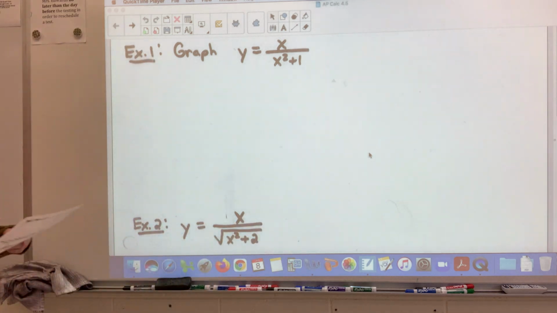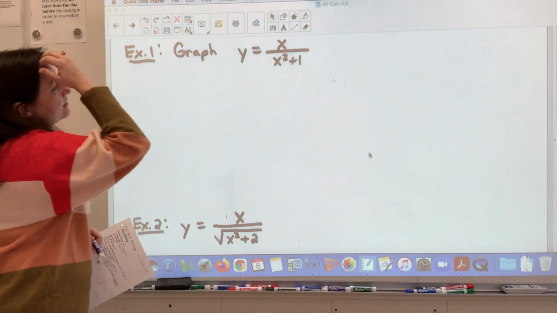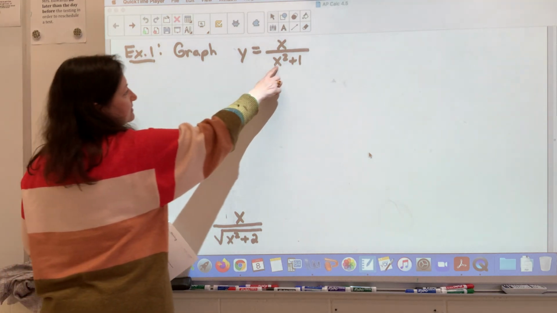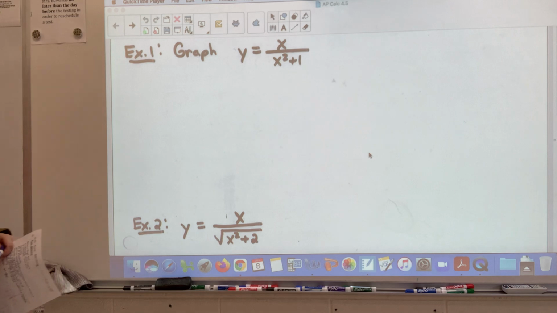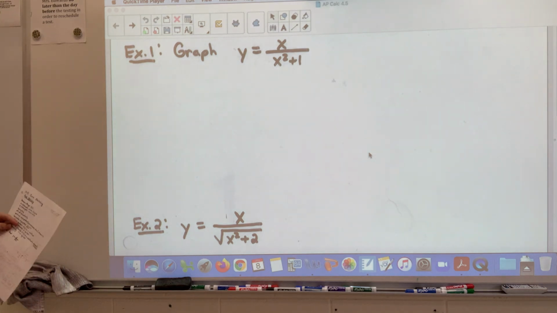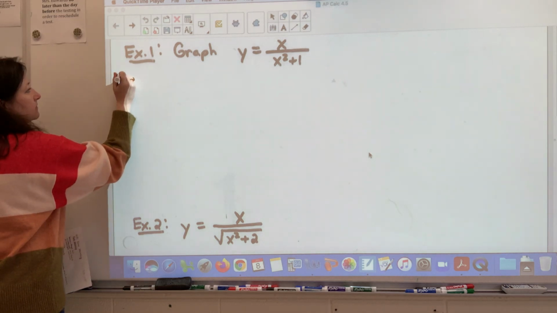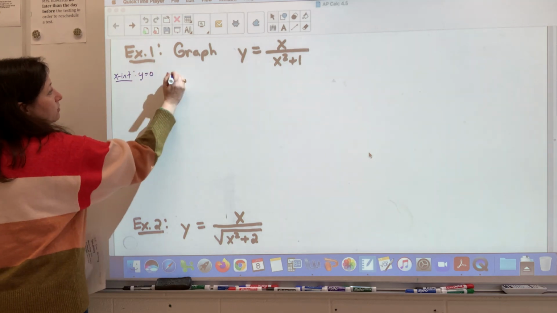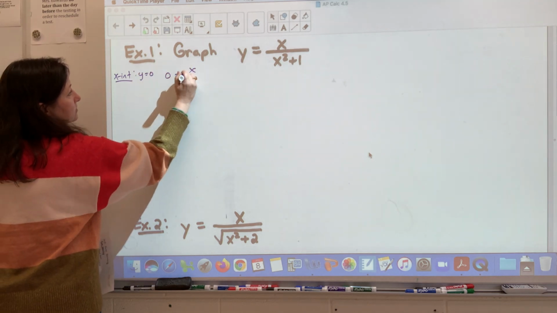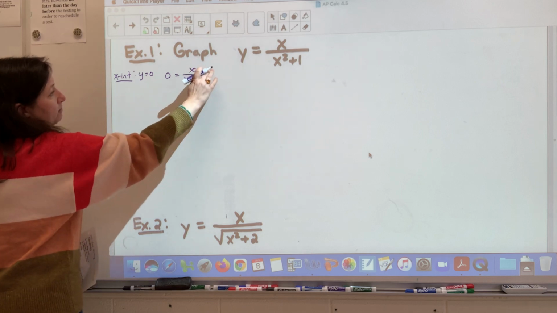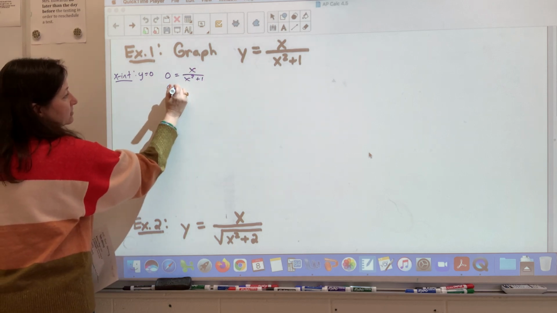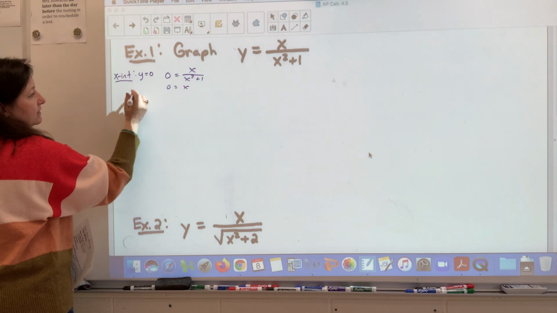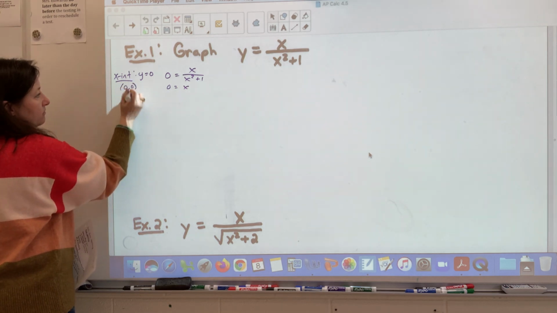So first graph, we're going to work through this graph. If we look at domain, I quickly look at this and I notice there's nothing that makes the denominator equal 0, so x can be all real numbers. So my x is not restricted in any way. So I'm going to get my x-intercept. How do I get my x-intercept? Make my y equal 0, so I'm going to set 0 equal to x over x squared plus 1. Multiply by the denominator, which is going to disappear every time, so x equals 0. So my x-intercept is at (0, 0).